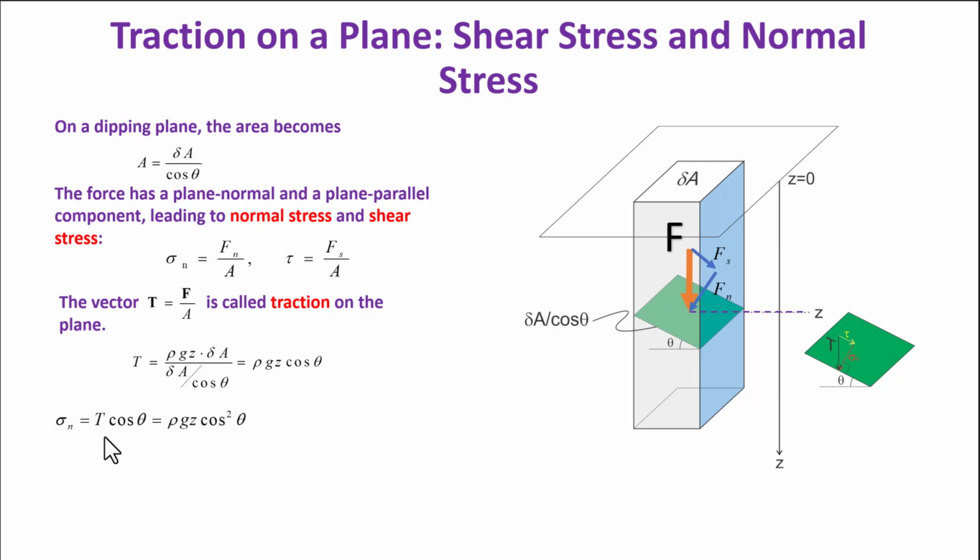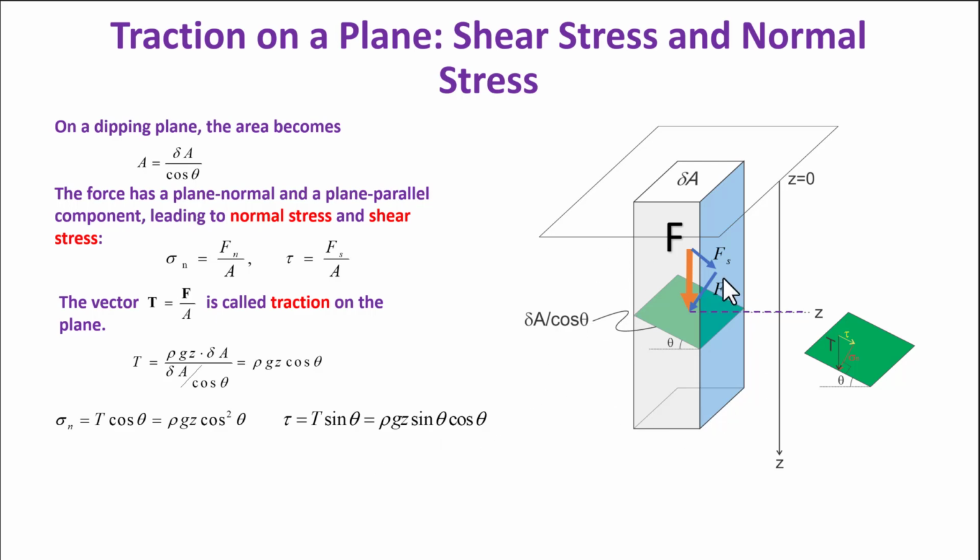So the normal stress, the stress that is perpendicular to the plane, is the total traction multiplied by cosine theta. So it becomes rho gz cosine theta squared. And the shear stress is T sine theta, and it becomes rho gz sine theta cosine theta.